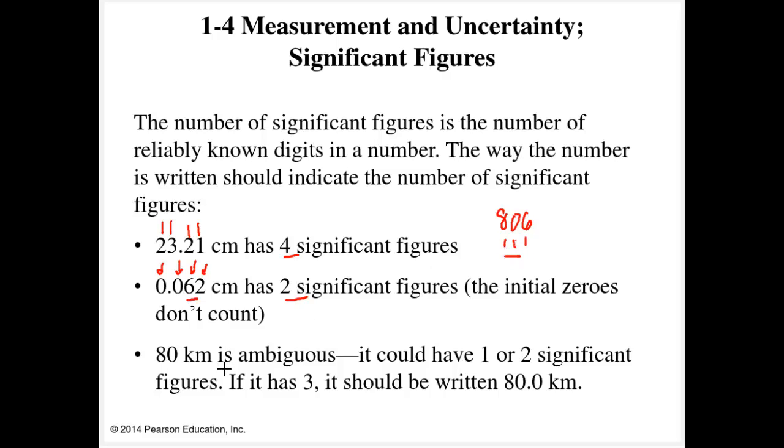Trailing zeros can be kind of ambiguous. If you look at 80 kilometers, the way I would read that is this last place here is plus or minus 1 kilometer, and so I'm going to actually have two significant figures here. If we wanted to write it as 3, we would write it as 80.0 kilometers. This trailing zero is now going to count as a significant figure because it's saying, I know the precision of my measurement all the way out to the 10th place. So this is going to have 1, 2, and then 3 significant figures if we write it that way.